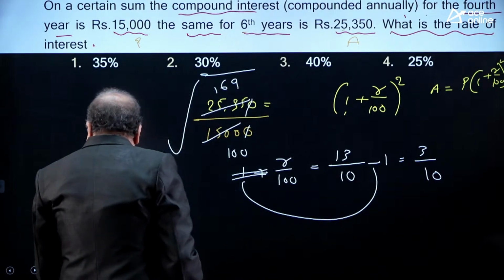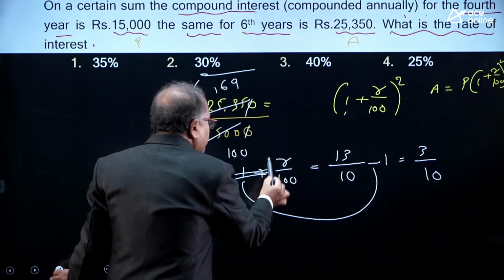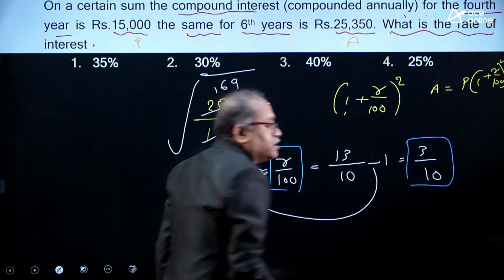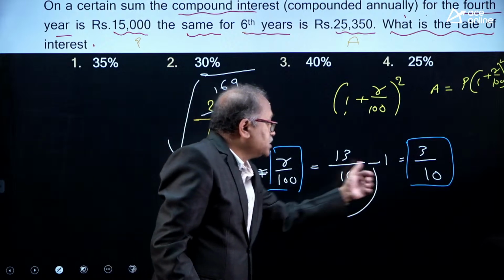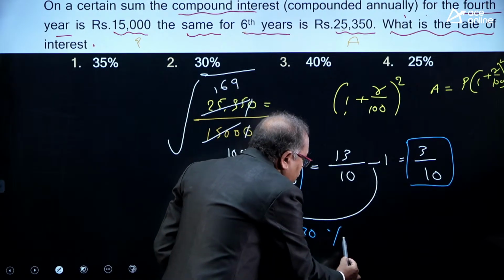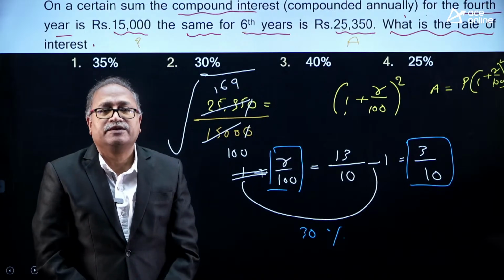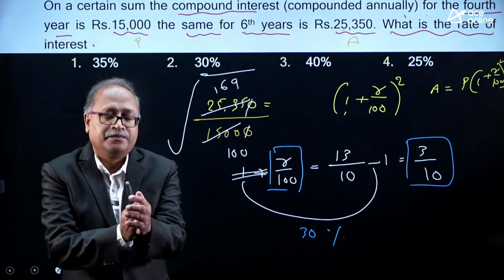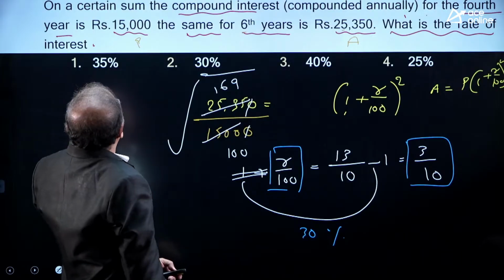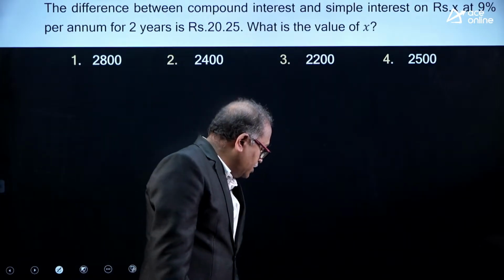I am working on these two figures, my friends. The r by 100 is equal to 3 by 10. Then what is r? With 10, this gets cancelled, 10 into 3, 30%. So you people have rightly answered it, it is 30%. Well done, my friends. I am moving on to the next question here, and the next question is this.